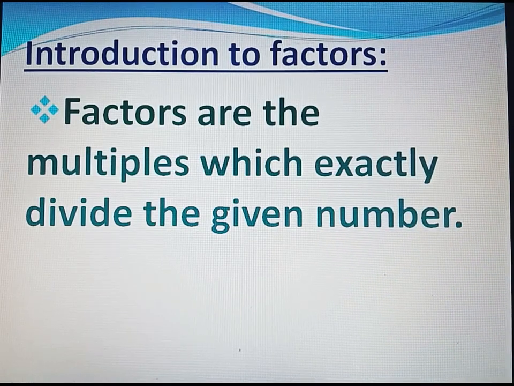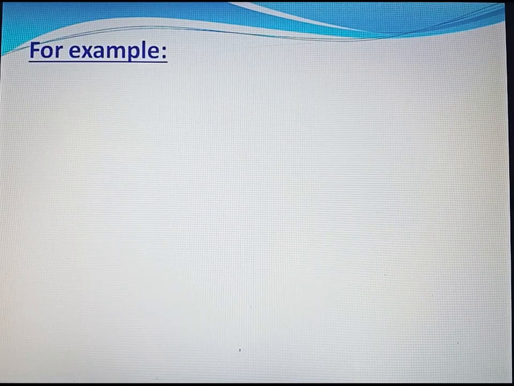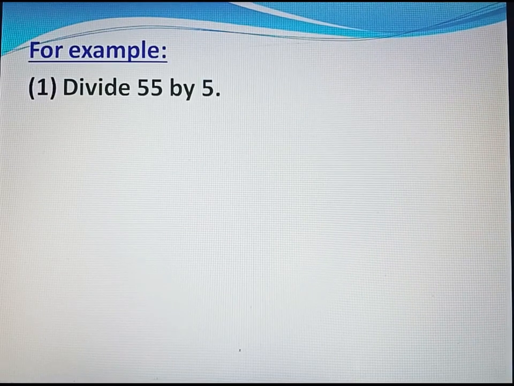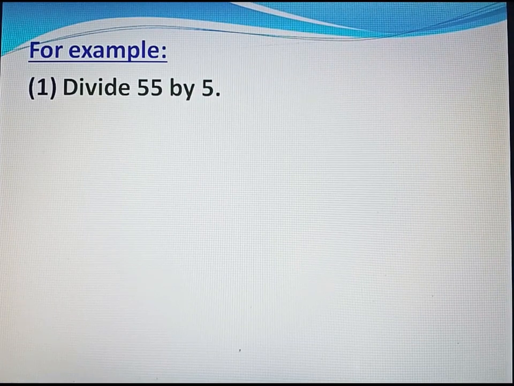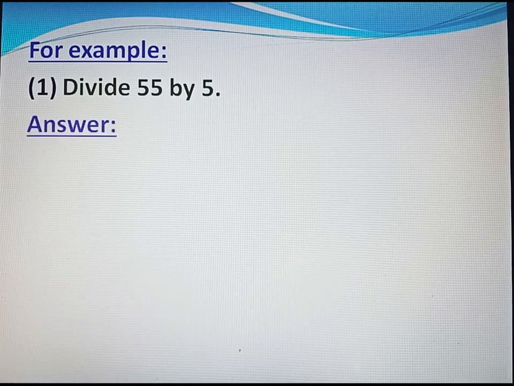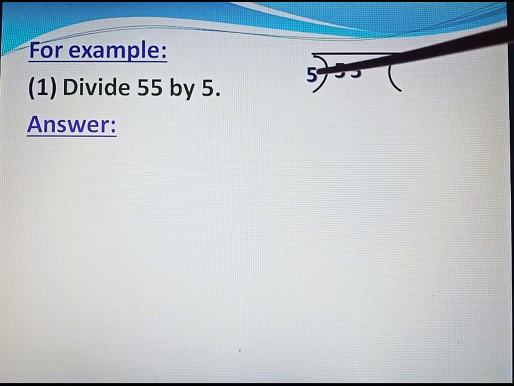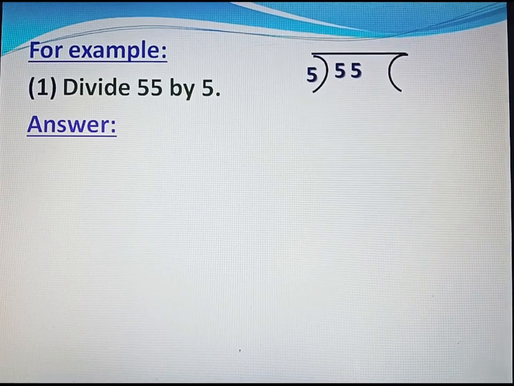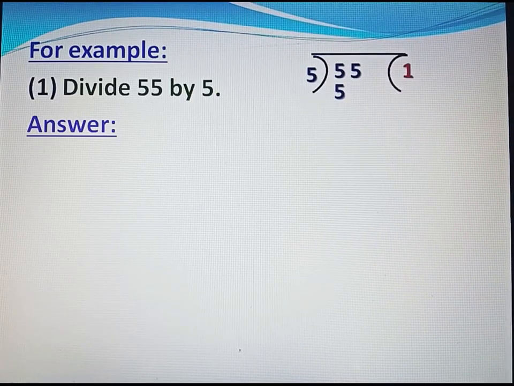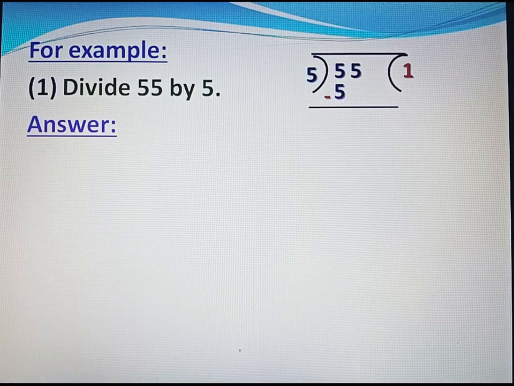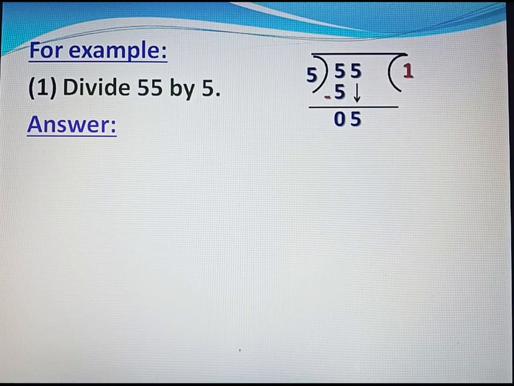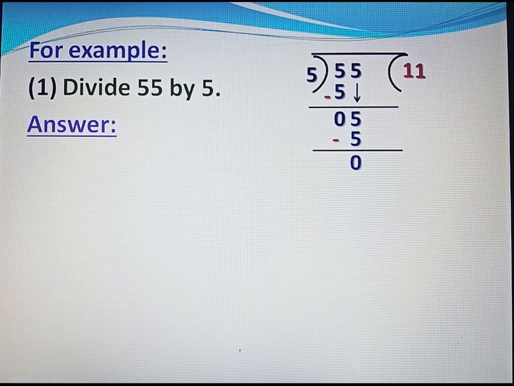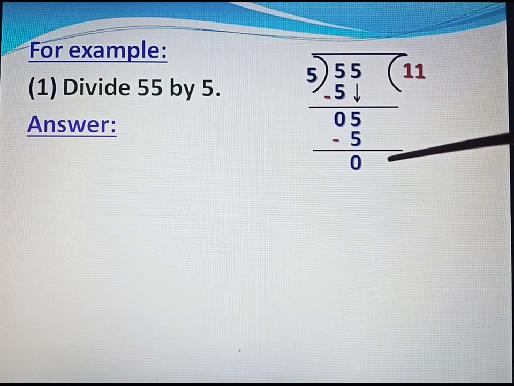I will explain you by an example. See, for example, question number 1. Divide 55 by 5. First we will divide 55 by 5. See, 5 1 ja 5. Then we will do subtraction. 5 minus 5, 0. And then we will take next number, that is 5. Right here, 5. Again, 5 1 ja 5. And then we will do subtraction. 5 minus 5, 0. Here quotient is 11 and remainder is 0.